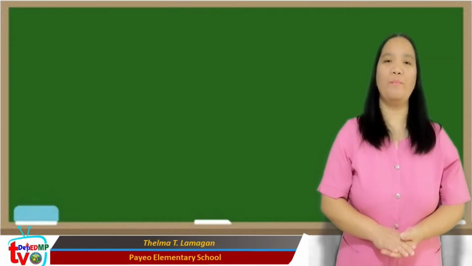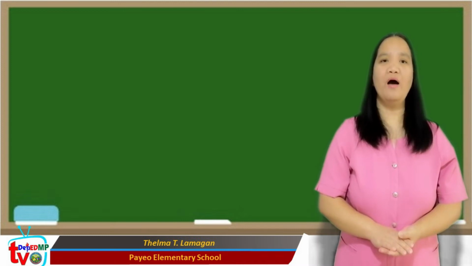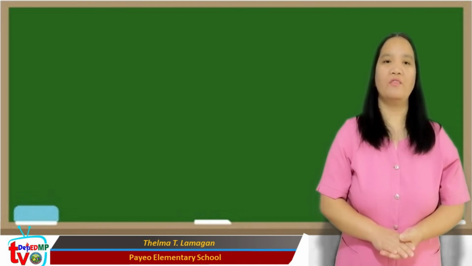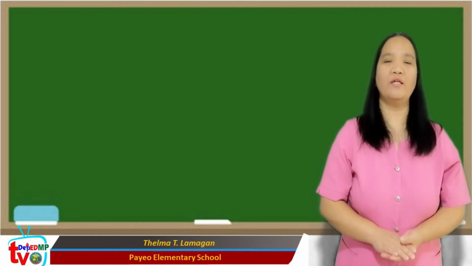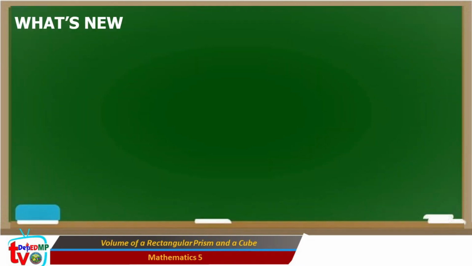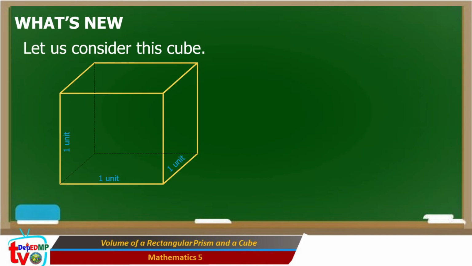What's New on page 5? The amount of space occupied by a solid figure is called the volume of the solid. The volume of a solid figure is the number of cubes that can fit inside the entire solid. To find the volume of a solid, we must have a unit of measure. Let us consider this cube.